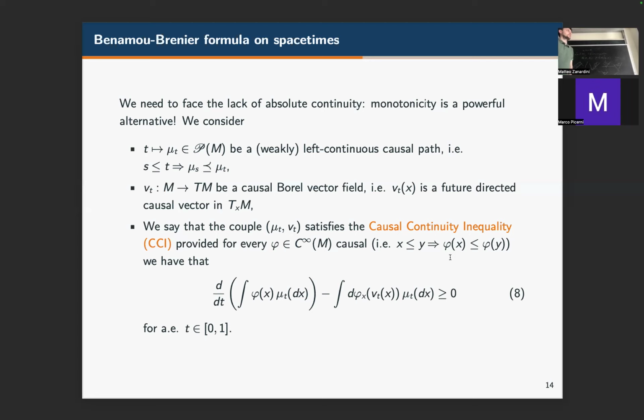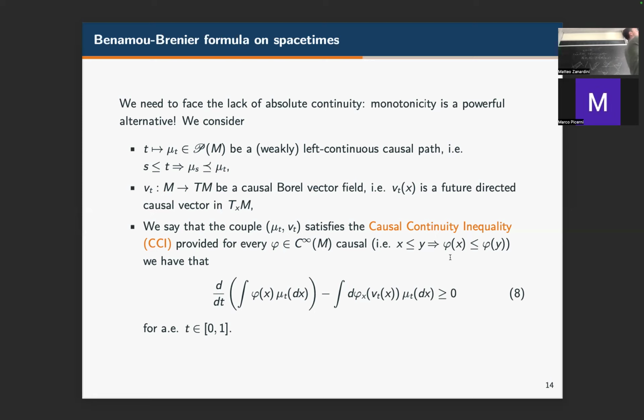the substantial information. Okay, we consider paths of measures of this kind to be weakly left continuous with respect to the topology, and causal. That means precisely that if s is less or equal than t, then mu_s is in the causal past of mu_t. We say that this kind of paths are left continuous causal paths. Okay, v_t would always be a causal Borel vector field.